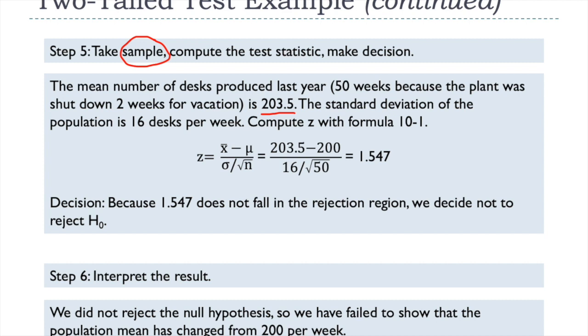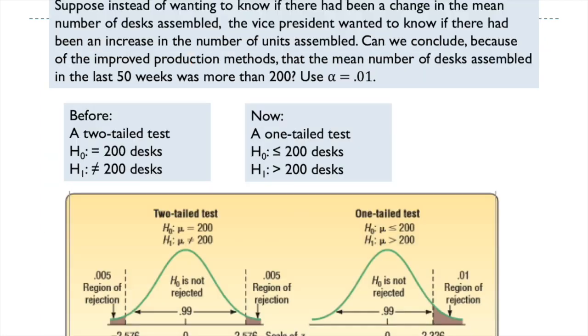However, we didn't absolutely prove that the assembly rate is still 200 per week. We just failed to disprove it, which is, again, not the same thing as proving it to be true. But either way, the VP is probably not going to be too happy because we probably spent a lot of time and money putting in these new production methods, and we have not proven that the assembly rate is not still 200. It probably is.